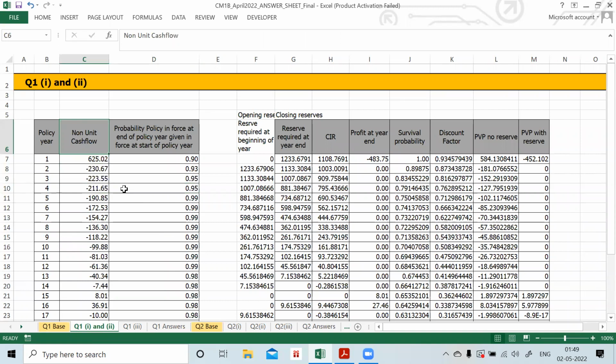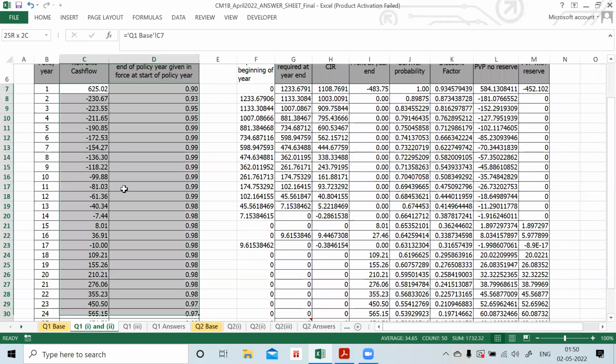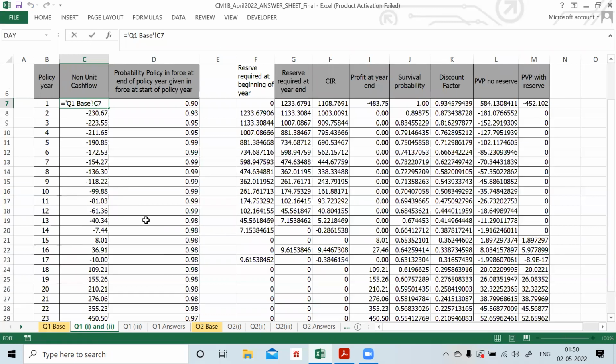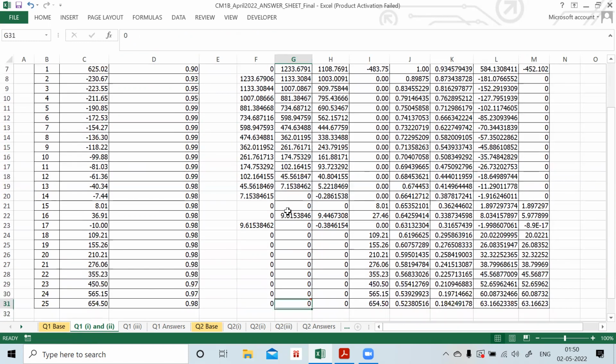Let's come to question 1. So these 2 columns were given and we need to fill these. What we have done is just set them equal to the base worksheet, both of them. Then the reserve required at the end of the year. Since we need to zeroize the reserve, we start from the end, since this is the closing reserve at year end. The closing reserve at the end is always 0. So we'll start from here.